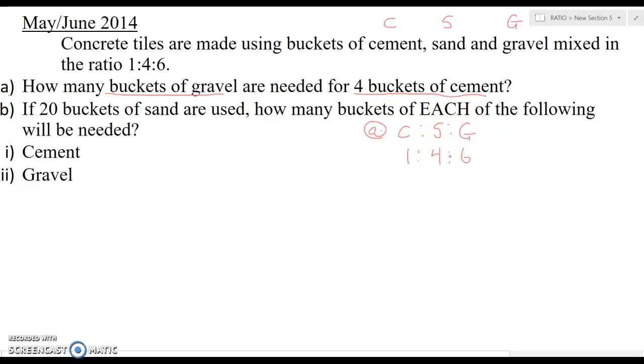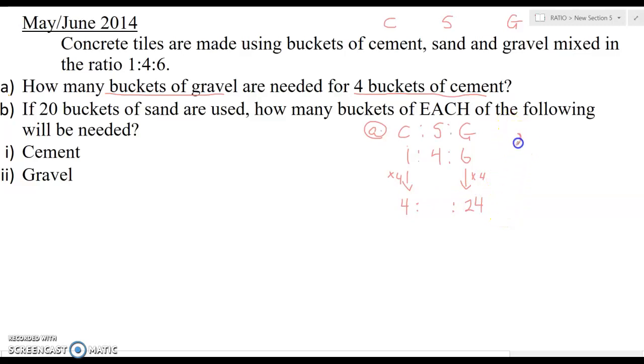My ratio is cement, sand to the gravel, and the ratio is 1 to 4 to 6, right? So they want to know how many buckets of gravel are needed for 4 buckets of cement. Right now I have 1 bucket, which represents cement, right? So if that number was to change to 4 buckets, how would I get that? 1 times 4, right? Give me the 4. So now to find out how many buckets of gravel, I'll need to multiply this by 4 as well. And I'll get 24, right?